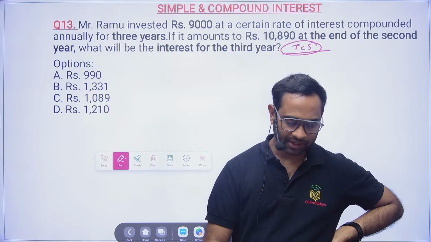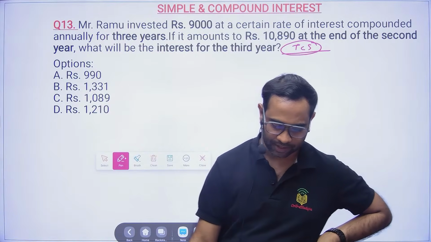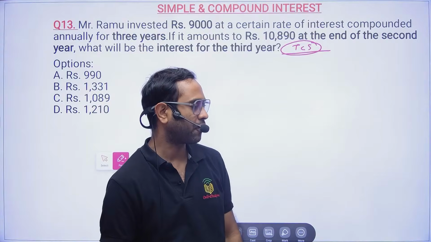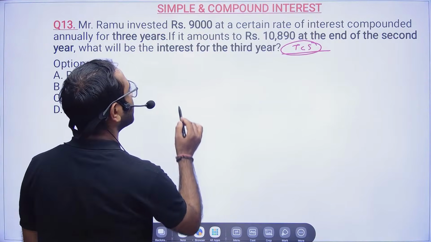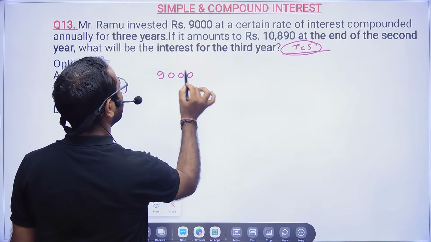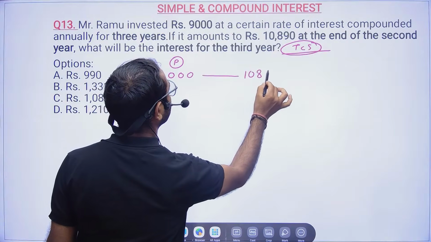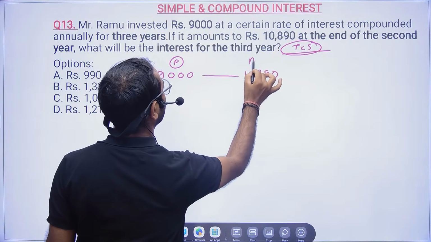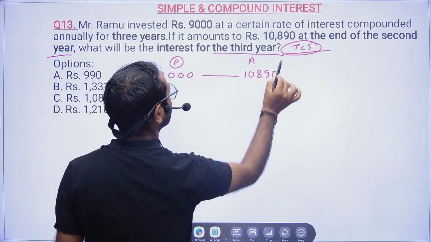Okay, option C, option B, very good. So many of you are able to solve it. That is good. Now let's see how we can do this. What they're telling is, Mr. Ramu invests 9,000 at a certain rate of interest. This is the principal. And it amounts to 10,890 rupees at the end of the second year. So what will be the interest for the third year?